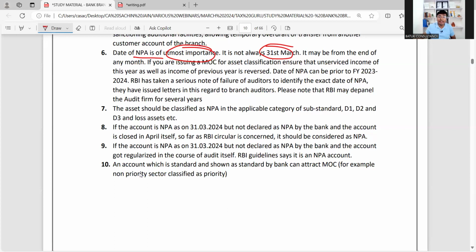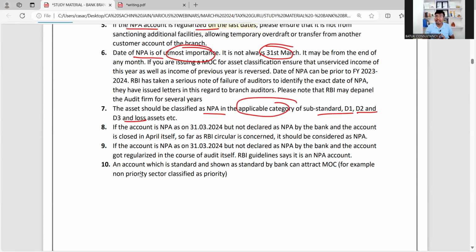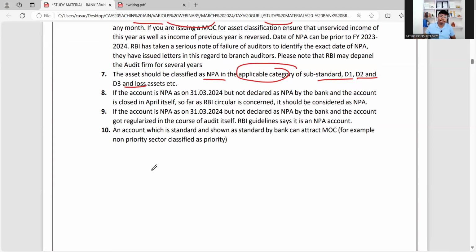The asset should be classified as NPA in the applicable category of substandard D1, D2, D3 and loss assets. So classification will be specifically done. If the account is NPA as on 31/3/2024 but not declared as a NPA and the same account is closed in April itself, in that case, as per the RBI circular, the account is to be classified as NPA. Suppose the particular account should be classified as NPA as on 31st March, but bank has not classified the same.